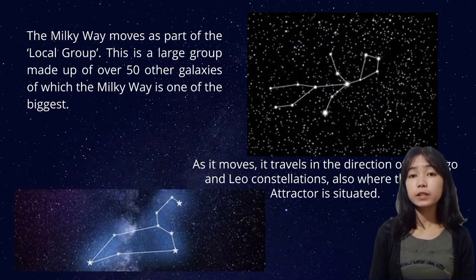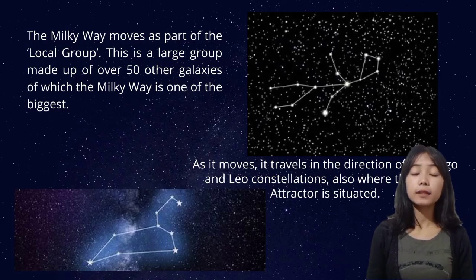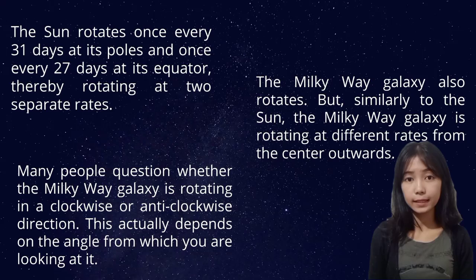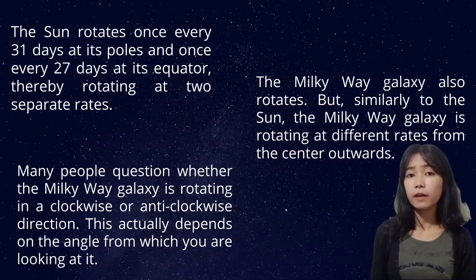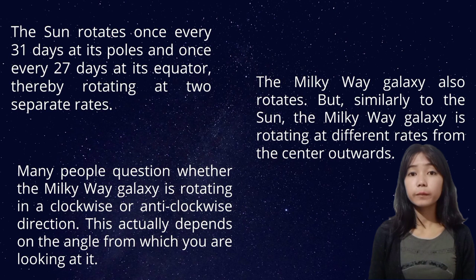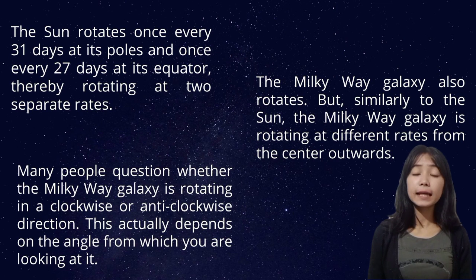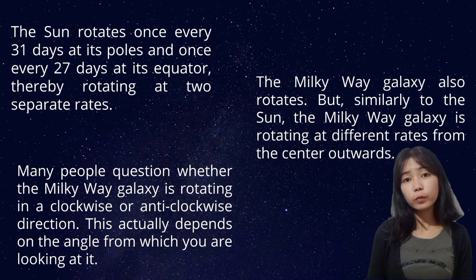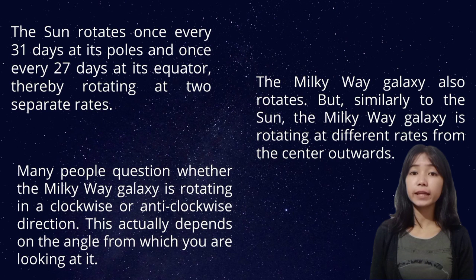As it moves, it travels in the direction of the Virgo and Leo constellations, also where the Great Attractor is situated. The Sun rotates once every 31 days at its poles and once every 27 days at its equator, thereby rotating at two separate rates. The Milky Way galaxy also rotates, but similarly to the Sun, it is rotating at different rates from the center outwards. Many people question whether the Milky Way galaxy is rotating in a clockwise or anti-clockwise direction.